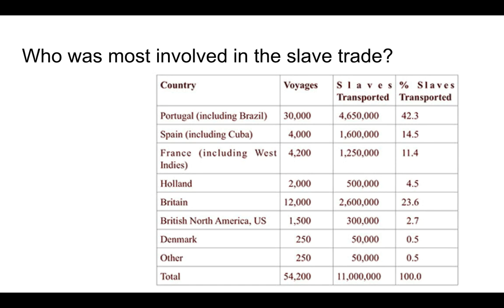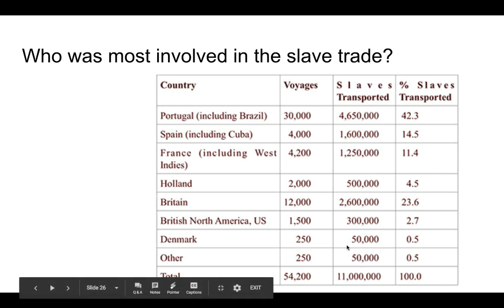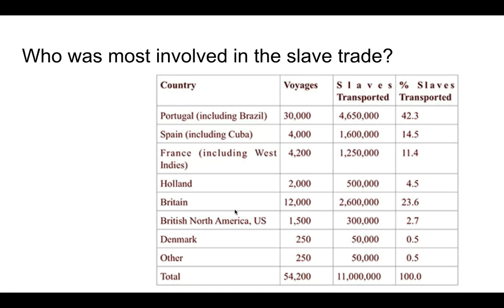So looking at this, one of the things that this shows is who was typically involved in the trade. A common misconception is that Britain, as well as British North America, were heavily involved in it. I mean, they definitely were. We're not going to downplay the elements of the slave trade there, but it's nowhere near compared to Portugal.